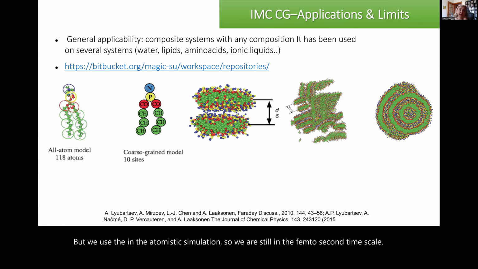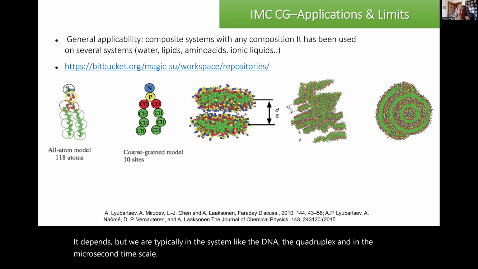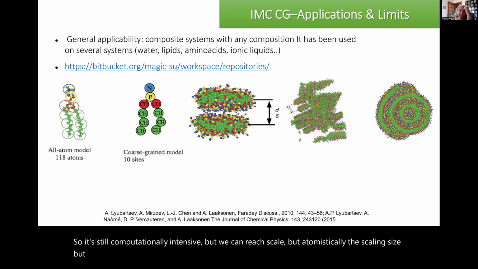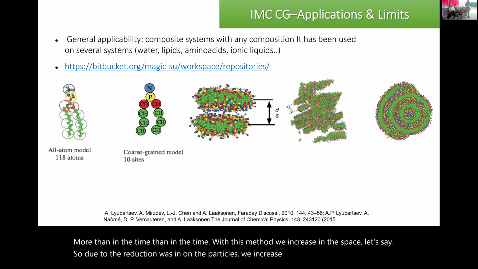How long the simulation is depends, but for systems like DNA, the quadruplex, we are typically in the microsecond time scale. So it's still computationally intensive, but we can reach sizes that we cannot reach at the atomistic level. More than in time, with this method we increase in space, let's say. Due to the reduction of the number of particles, we increase the length of the trajectory.